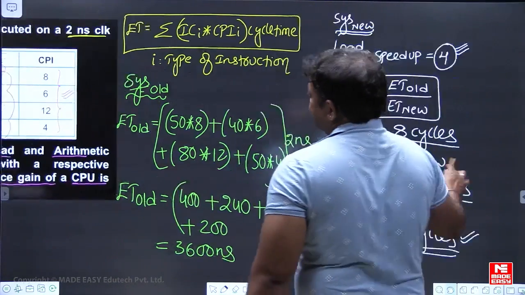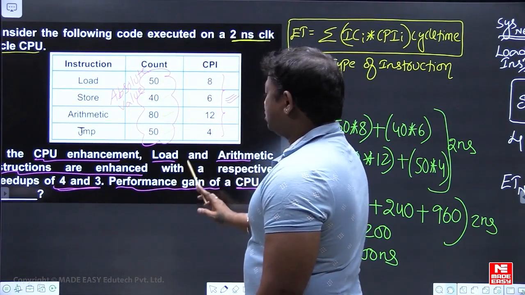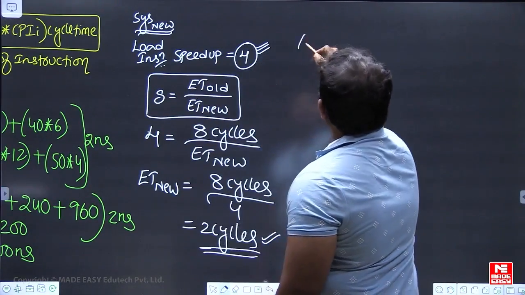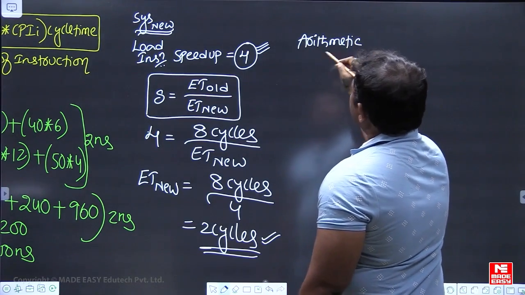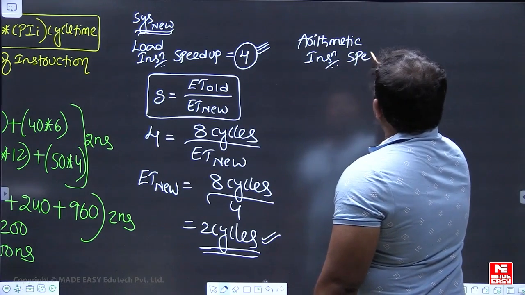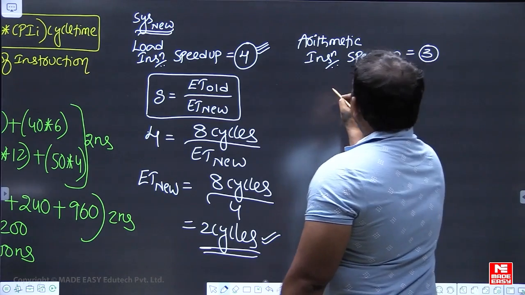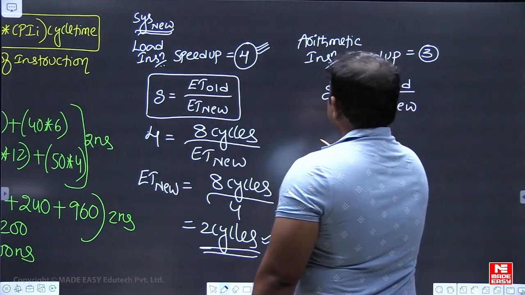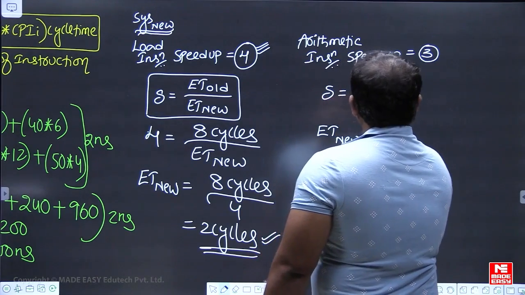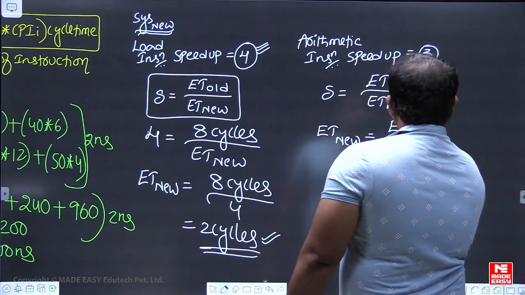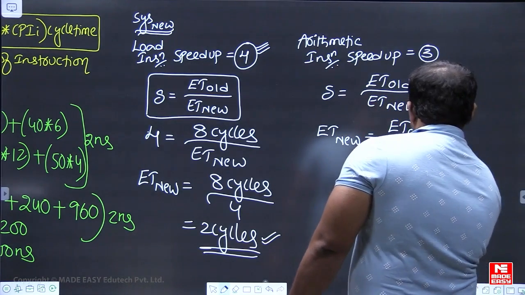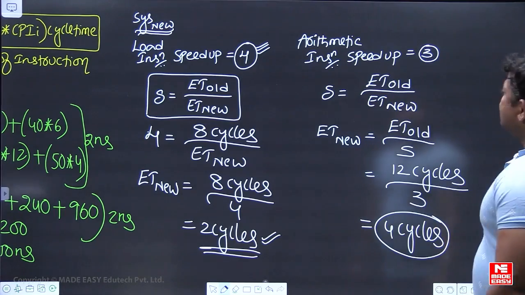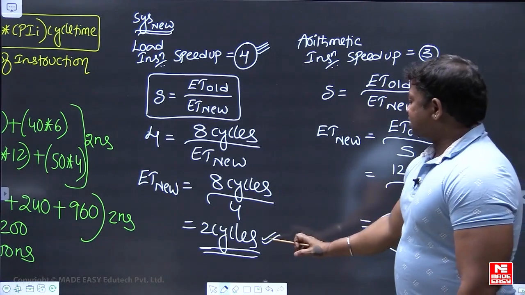Now arithmetic instructions, see this, arithmetic instructions take 12 cycles, but are enhanced with a speed up of 3. Same thing here. Arithmetic instructions speed up is equal to 3, that is given. The formula of the speed up is S equal to execution time of old upon execution time of new. So execution time of new is equal to execution time of old upon S. So this is 12 cycles upon 3. This is equal to 4. After the enhancement, arithmetic instructions CPI is 4 and load instruction CPI is 2.